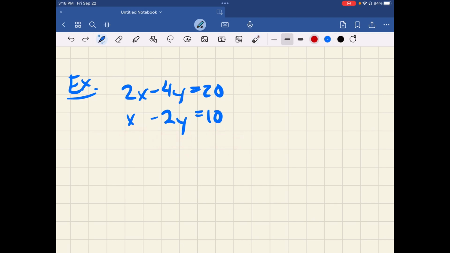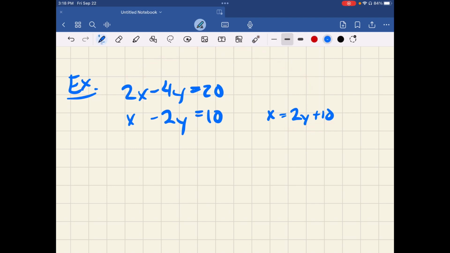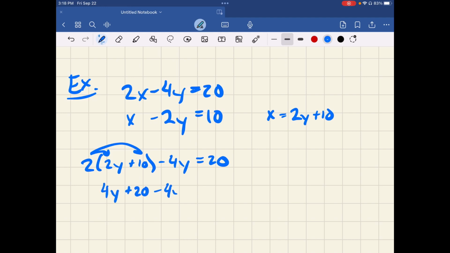Okay, so what that would look like is I got x equals 2y plus 10. I'm going to take this and substitute it back in right here for this x. What that would give me is 2 times 2y plus 10 minus 4y equals 20, right? So now I'm going to distribute the 2. So then that gives me 4y plus 20 minus 4y equals 20. Now let's solve for y. I'll notice here I got 4y minus 4y, which ends up being 0. So what I get is 20 equals 20.